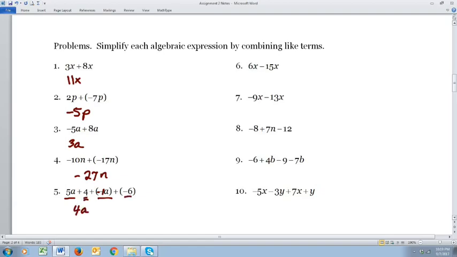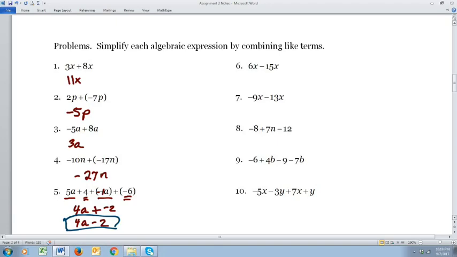Then notice we have some constant terms, the 4 and -6. So we could write that as plus -2. But we normally don't write our answers that way. We would use subtraction instead of adding a negative. So this becomes 4x minus 2.